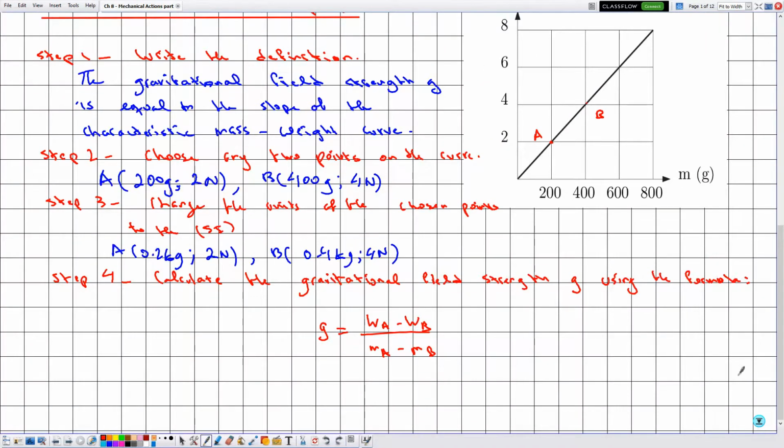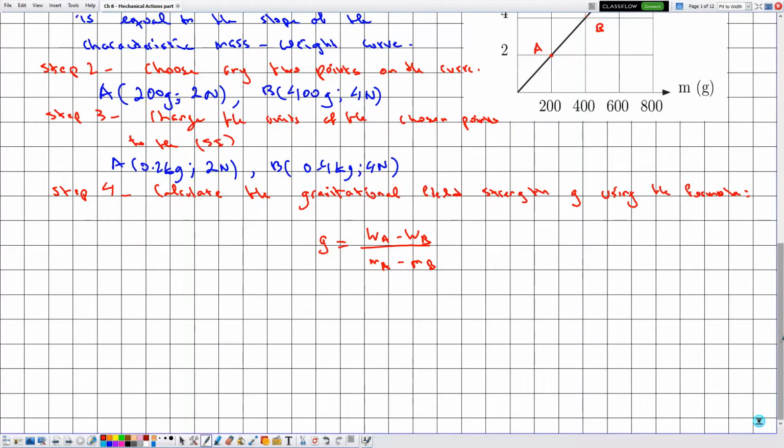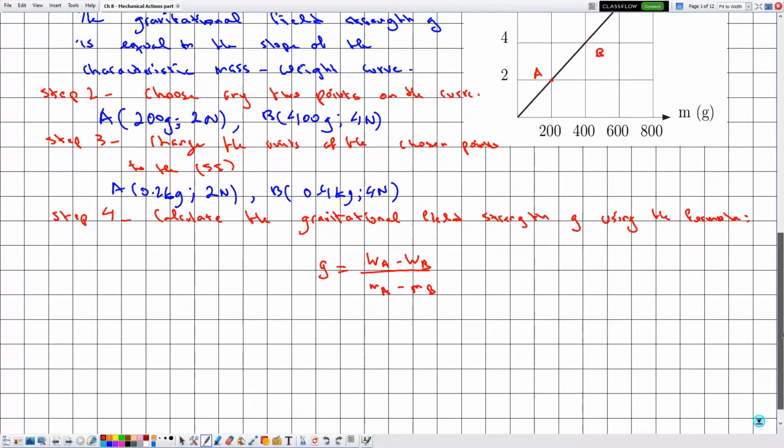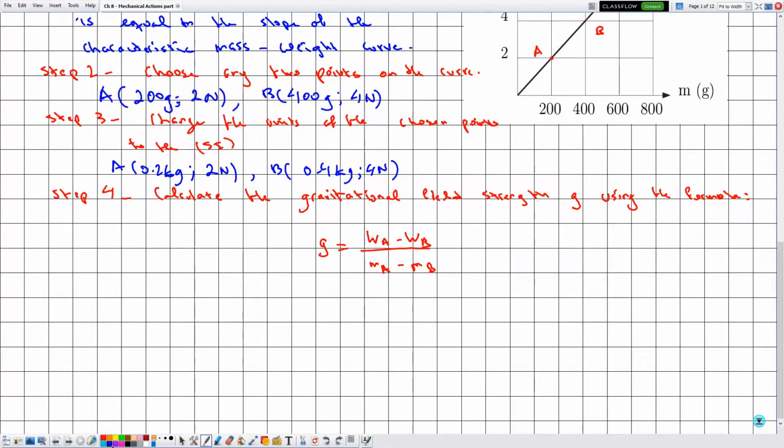And now in this case, we can calculate the value of G. If we are performing this experiment on the surface of Earth, we expect that the value of G must be 10 newtons per kilogram. So let's calculate the value of G. Let me first write the definition. The weight of the point A is given by 2 minus the weight of the point B, which is given by 4, over the mass of the point A, which is given by 0.2, minus the mass of the point B, which is given by 0.4.